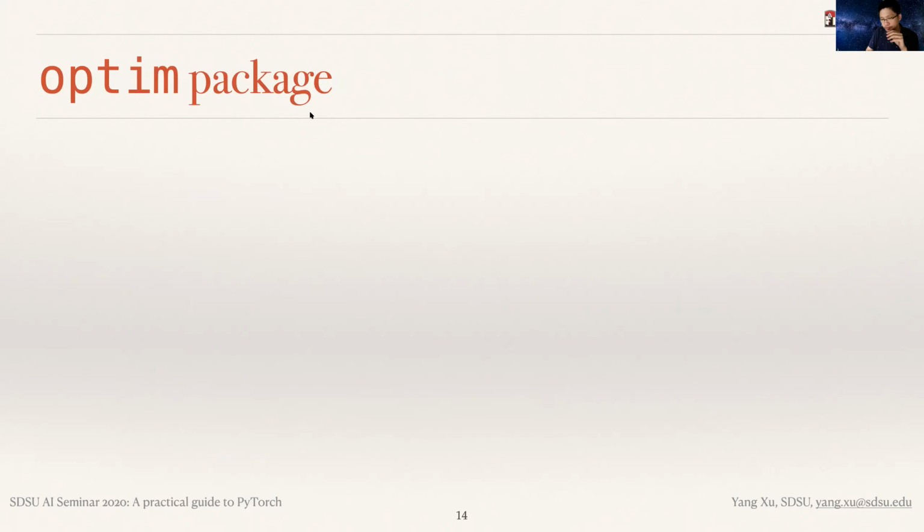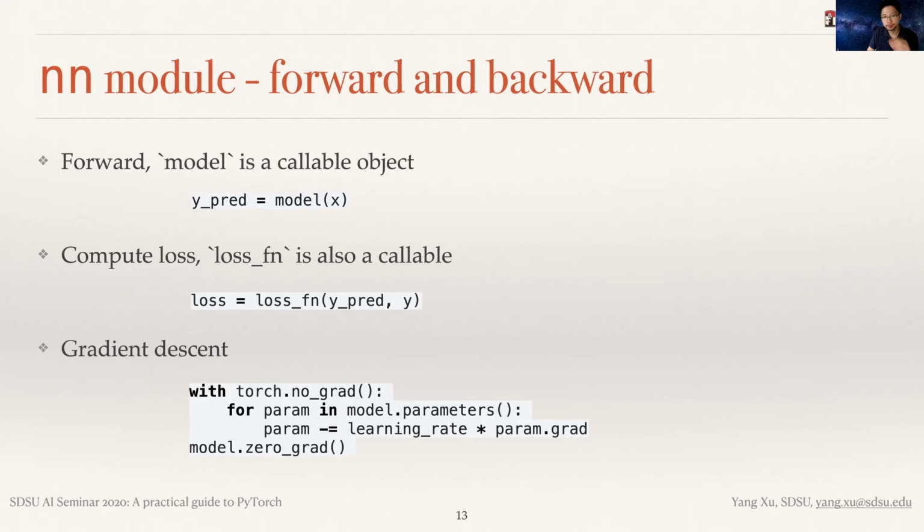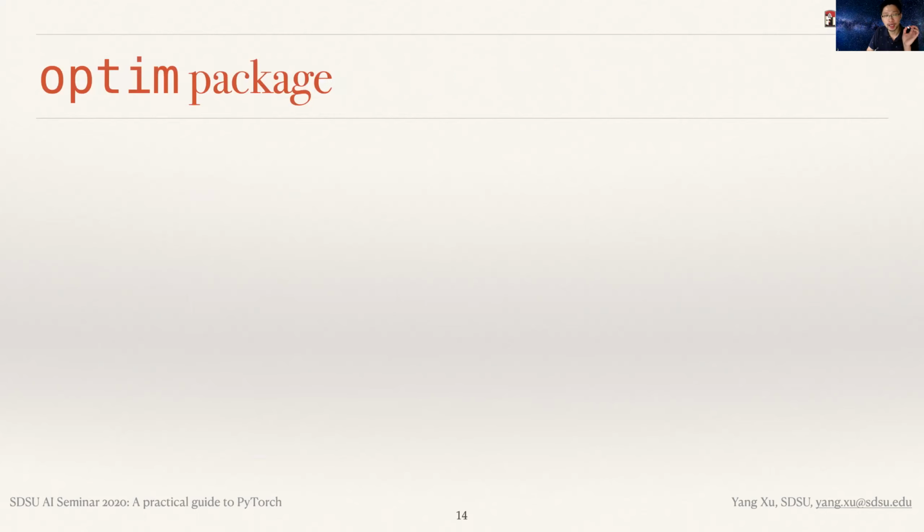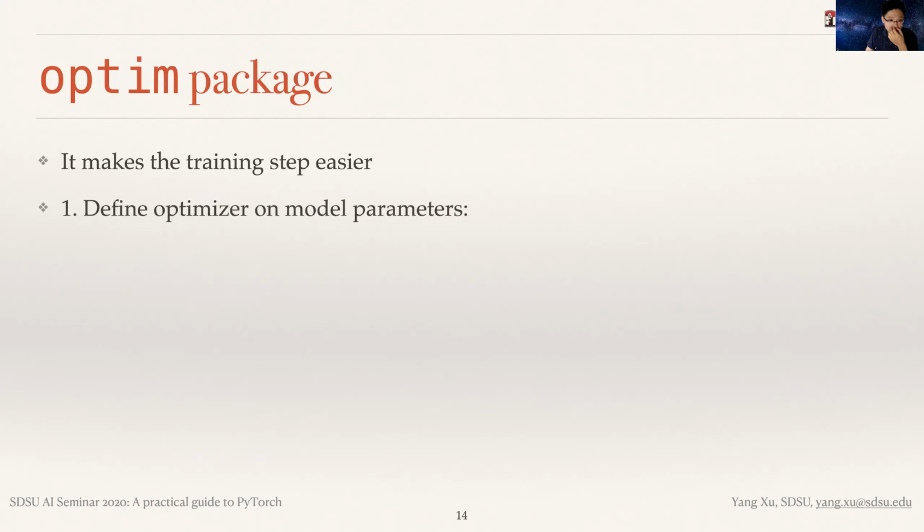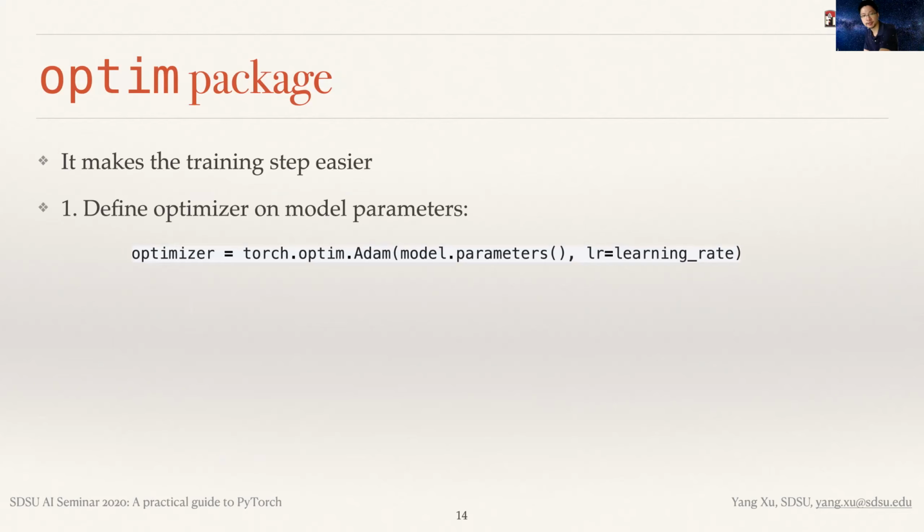Okay, so here there's still something manually done within this gradient descent. So PyTorch provides another wrapper, which is in the optim package, which is for optimizing. It makes the training step easier because we don't want to manually update each parameter. So this time we define the optimizer, which is an Adam optimizer that takes the inputs. This parameter tells the Adam optimizer that I want to optimize these parameters with this learning rate.